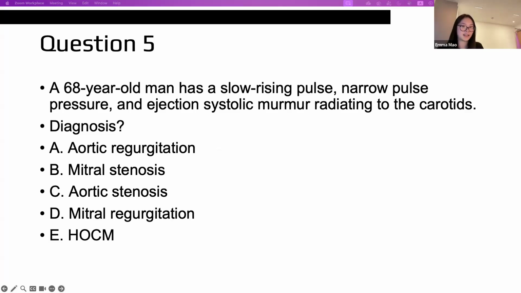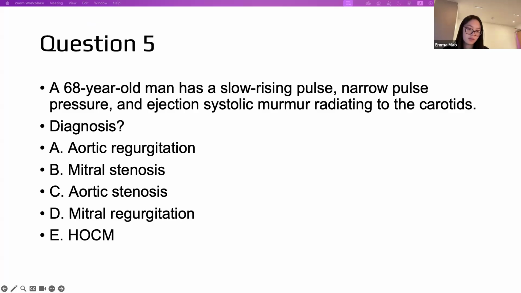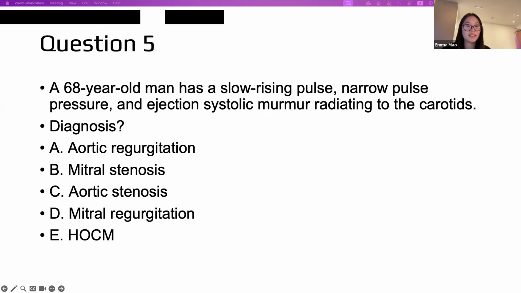Okay, there's the next Socrative question. A 68-year-old man has a slow rising pulse, a narrow pulse pressure, and an ejection systolic murmur radiating to the carotids. What would the diagnosis likely be? Yeah, everyone got it right. So it's aortic stenosis. Nice.